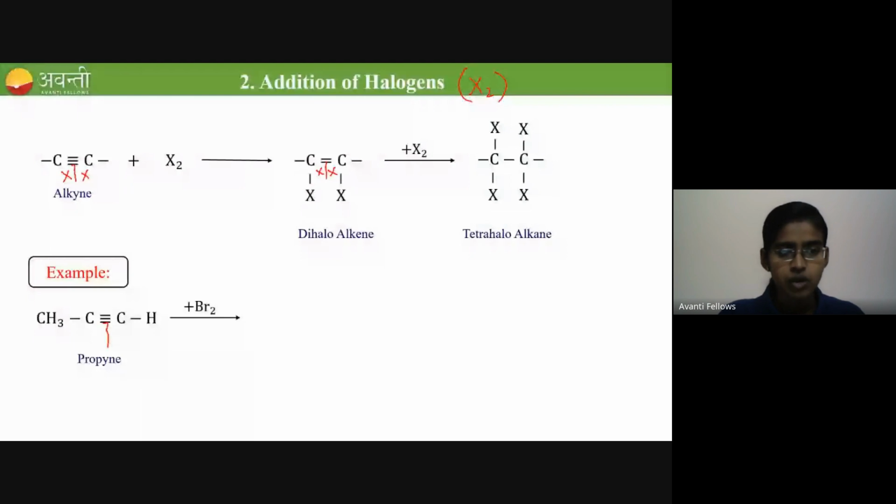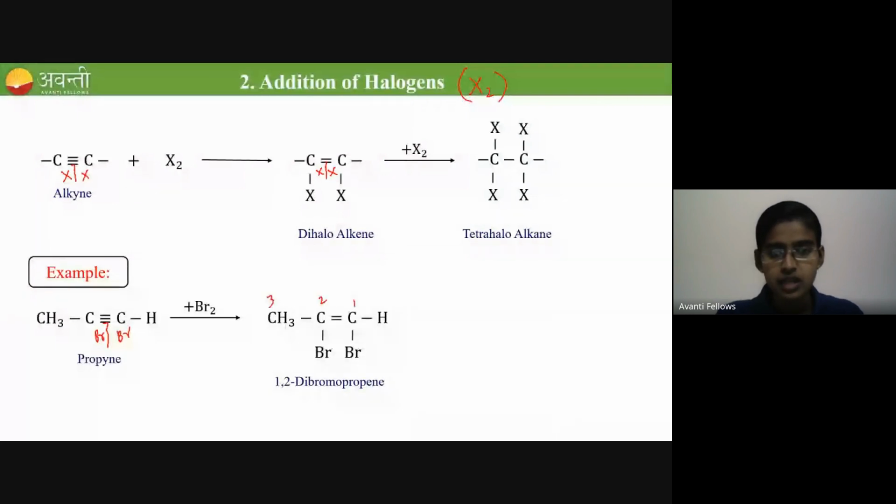So break the bond and add bromine like this. You will end up with 1,2-dibromopropene. 1, 2, 3. The alkene should get the first preference, right? So it is 1,2-dibromopropene.